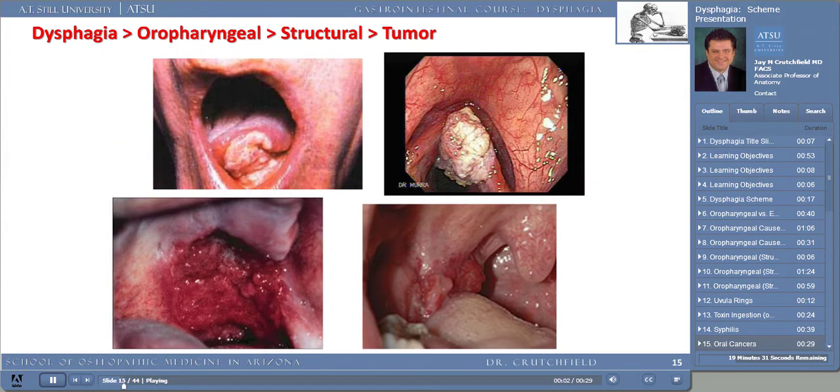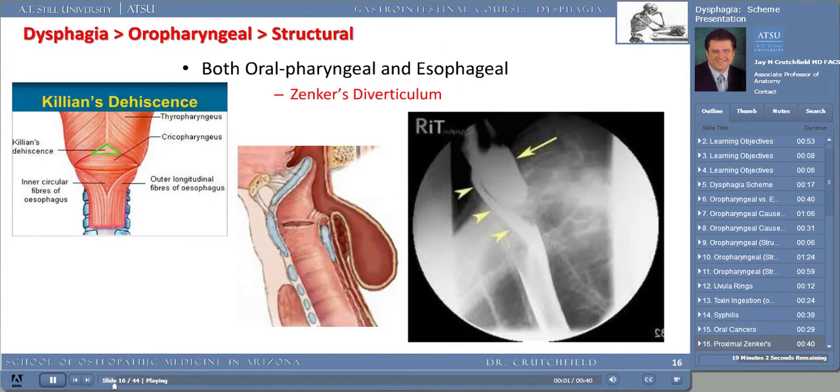More obvious causes of oropharyngeal dysphagia, all of these represent cancers. Top left, tongue cancer. Top right, cancer of the vocal cord. Bottom left, tonsillar carcinoma, and bottom right is also another tonsillar carcinoma. All of these, I'm sure, not only cause odynophagia, but they probably also cause dysphagia, dysphagia of the oropharynx. You've seen pictures of these before.